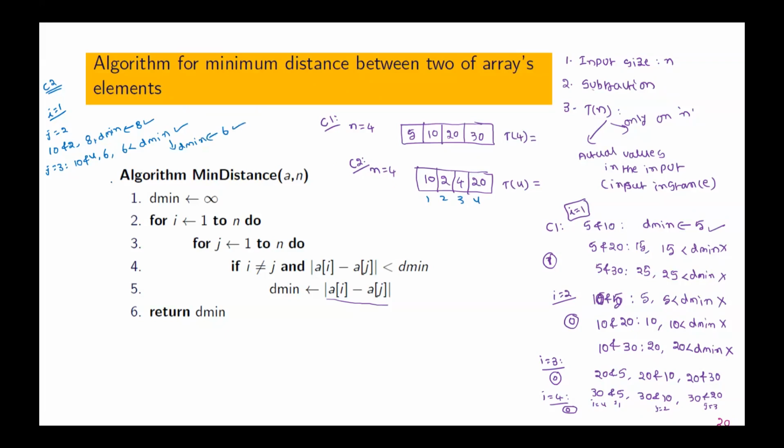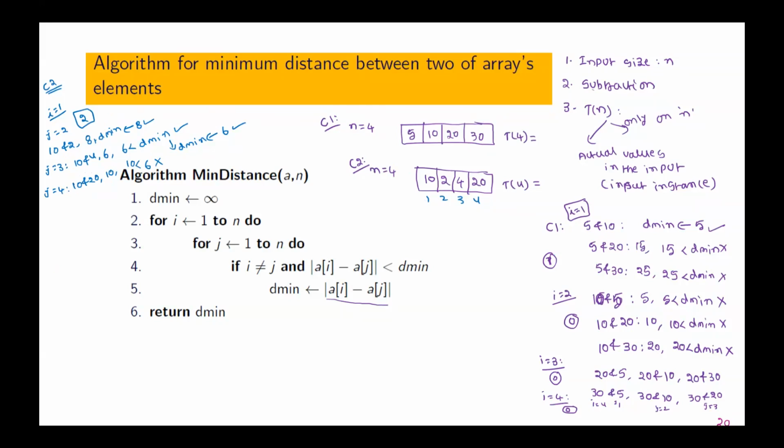Is that correct? Yes. Okay, next J equals 4. What are the values? I equals 1 only. That means 10 and 20 are compared. What is the answer we get? 10. Is 10 less than 6, the D minimum? No. So how many times is this operation performed? 2 times. I think we need not go further.